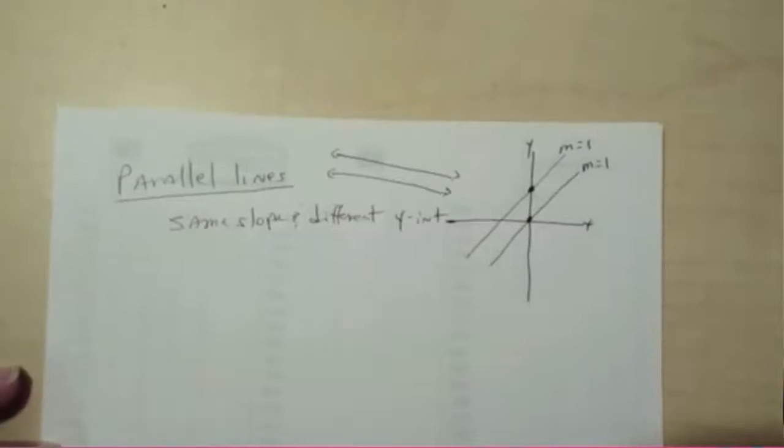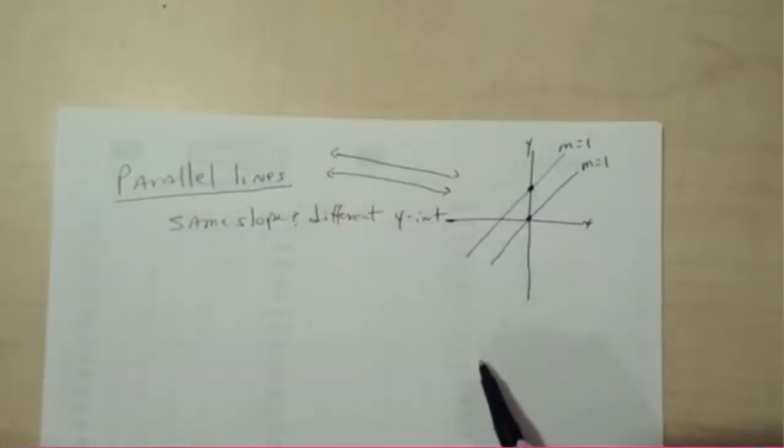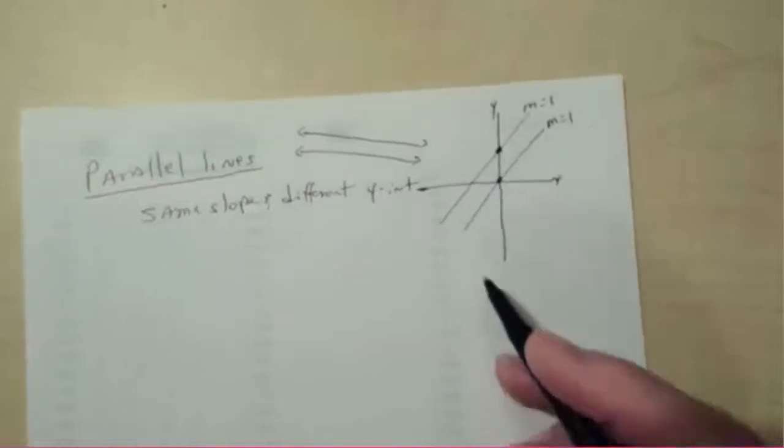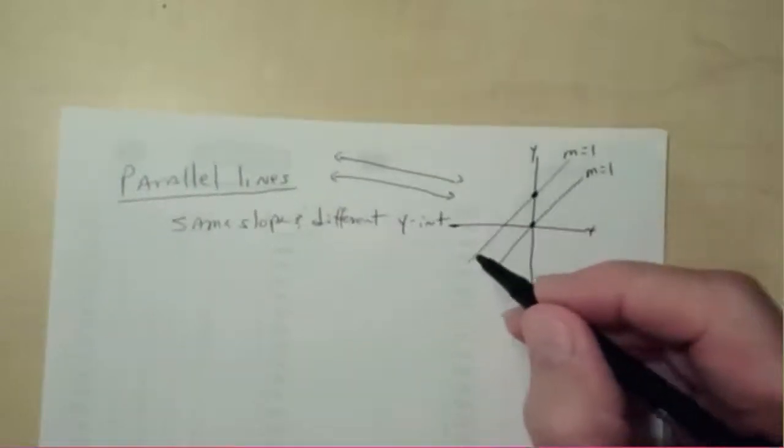If they have the same slope and the same y-intercept, what do we have? One line right on top of another one. Okay? Those would be the same lines.